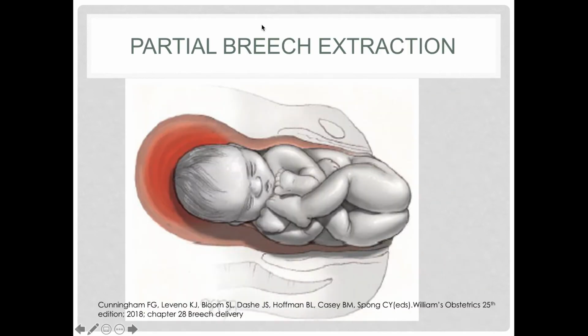Now we go to partial breech extraction. First, with all breech deliveries, unless the perineum is considerably lax, an episiotomy should be made and is an important adjunct to delivery. Ideally, the breech is allowed to deliver spontaneously up to the umbilicus of the fetus. Delivery of the breech draws the umbilicus and attached cord into the pelvis.